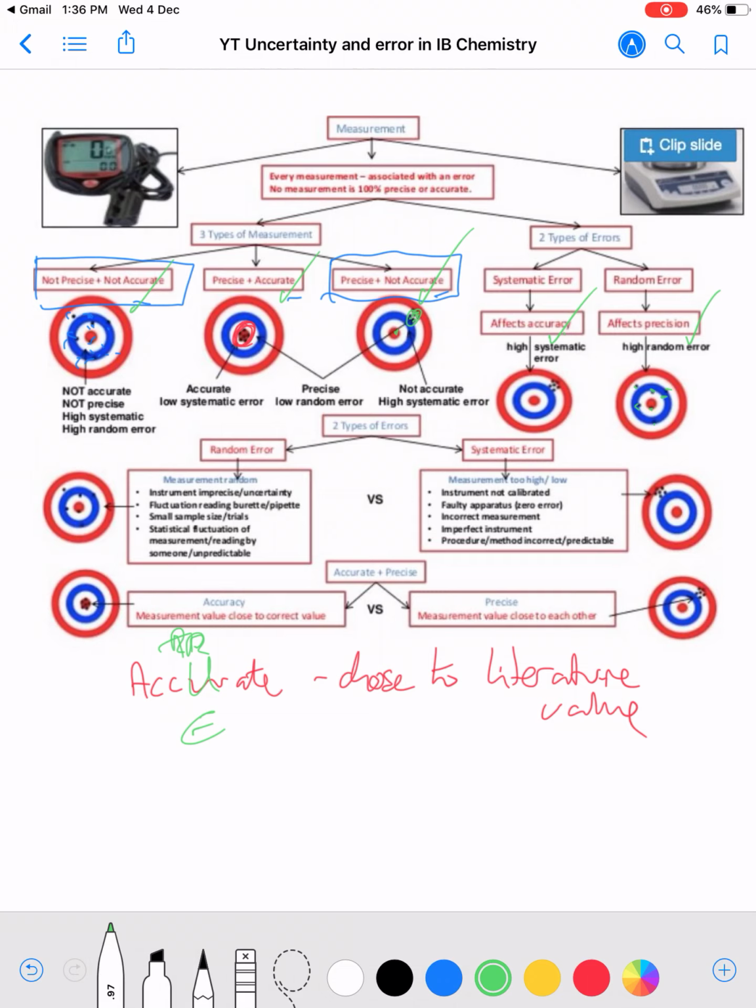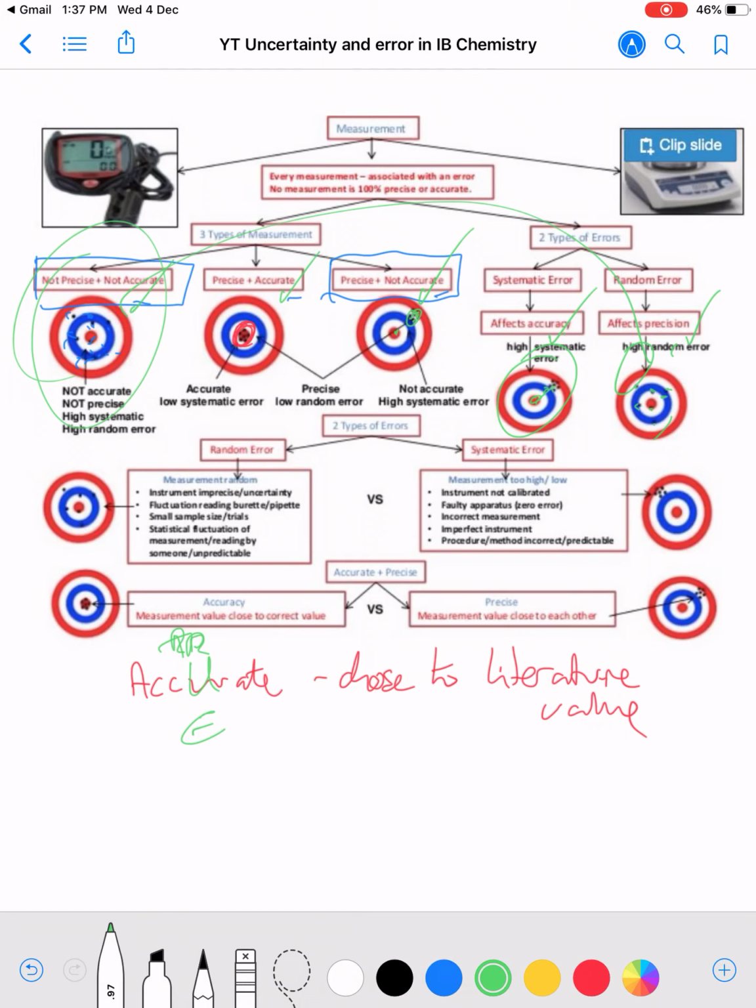This one is neither accurate nor precise, it's this situation here. So those two are the same. This one has high systematic error. They're grouped together, but they differ from the literature or true value by the same amount consistently.